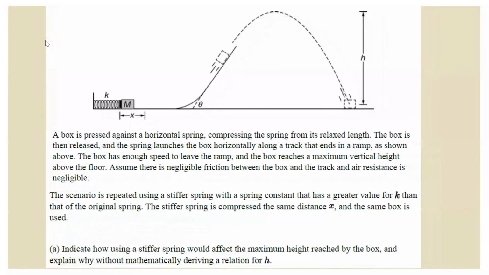The first part of the question says, the scenario is repeated now using a stiffer spring with a spring constant that has a greater value for k than that of the original spring. The stiffer spring is compressed the same distance x, and the same box is used. Part A of the question says, indicate how using a stiffer spring would affect the maximum height reached by the box, and explain why without mathematically deriving a relation for h.